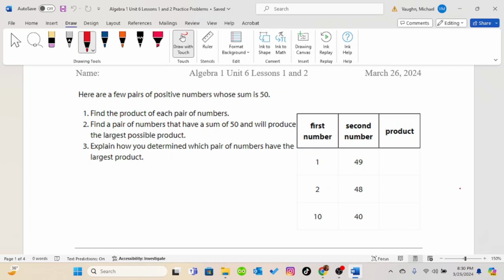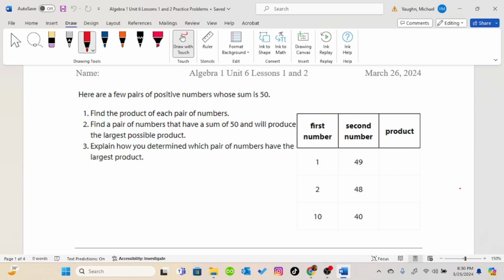Here are a few pairs of positive numbers whose sum is 50. Find the product of each pair of numbers. Now, sum is when you add the numbers together. Product is when you multiply the numbers together.